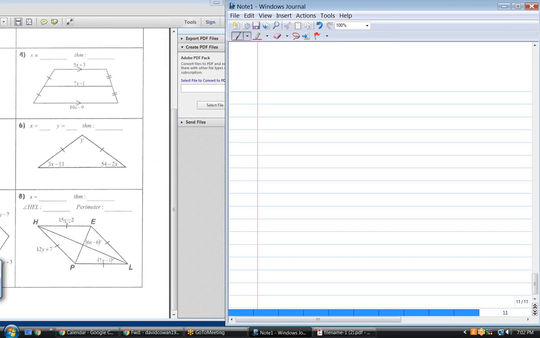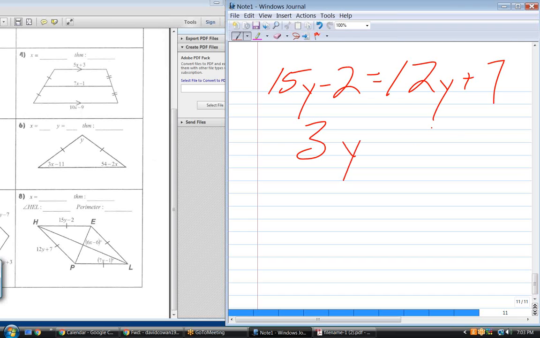What's true about this side length and this side length? They're congruent to each other. So, give me an equation. So it'd be 5y minus 2 is equal to 12y plus 7. No, you said 5y. Oh, my bad. So 3y equals 9, y equals 3.